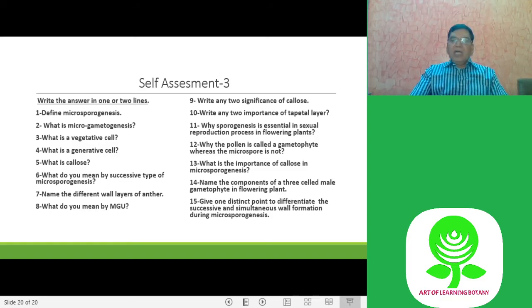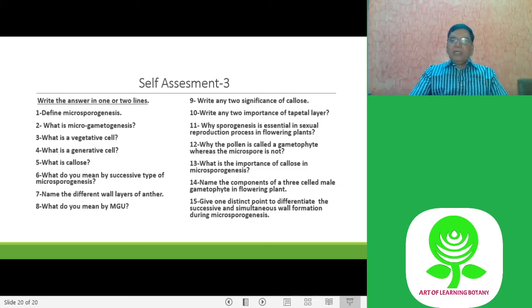Right. Now, why is sporogenesis essential in the sexual reproduction process in flowering plants? Because it reduces the chromosome number. Unless the chromosome number is reduced, there will be polyploids. So it has to reduce it to maintain the balance of the chromosome number throughout the species.